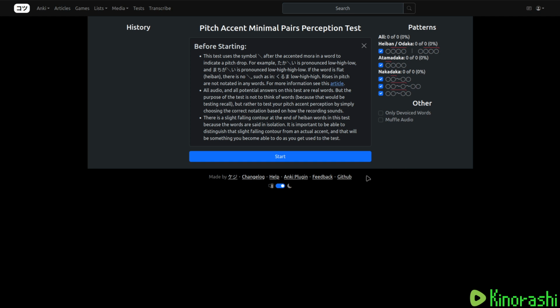Plain negative: iwanai, 言わない. Past: itta, 言った.